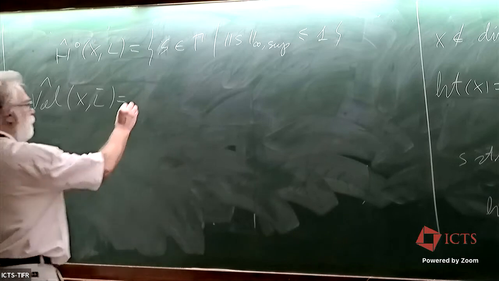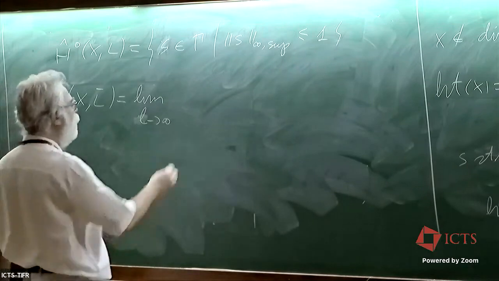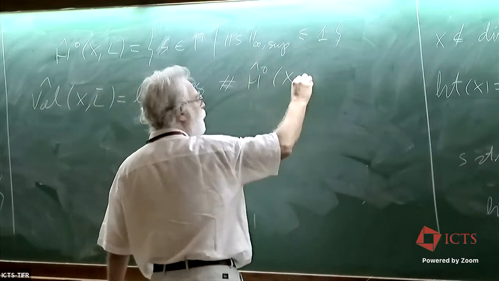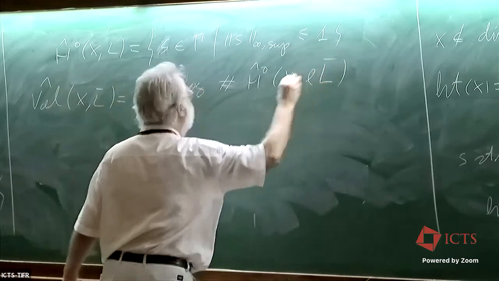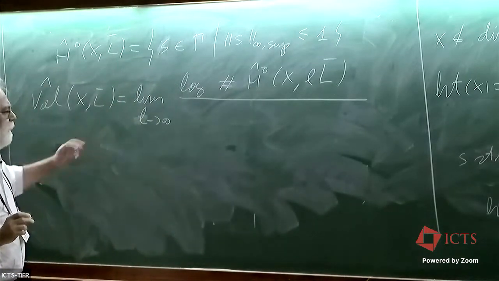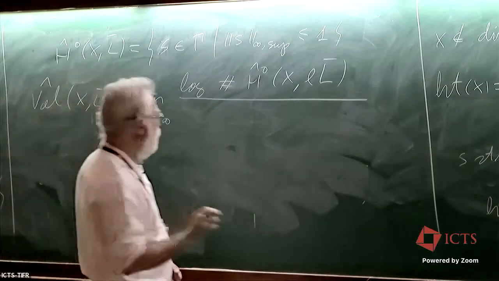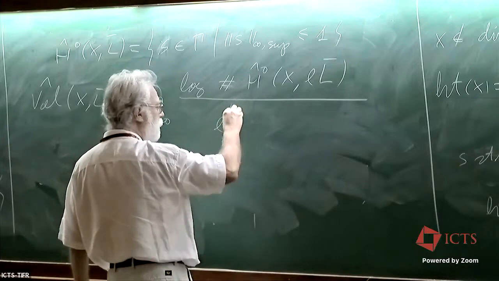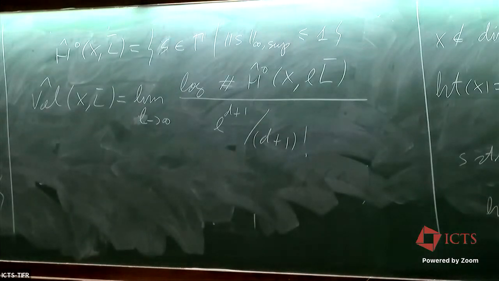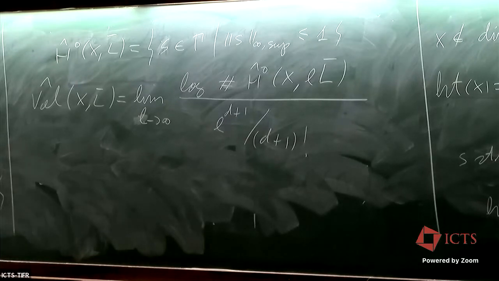on X of this L bar, which will just study the asymptotic growth of this space. So this will be the limit when n goes to infinity, or when L goes to infinity, of the logarithm of the number of elements in this H0 hat of X, L bar. So this depends on the metric, divided by, and now I have to divide by the dimension, so L to the D plus one divided by D plus one factorial. Okay. So this quantity in some sense tells me how the global sections grow with powers of L.